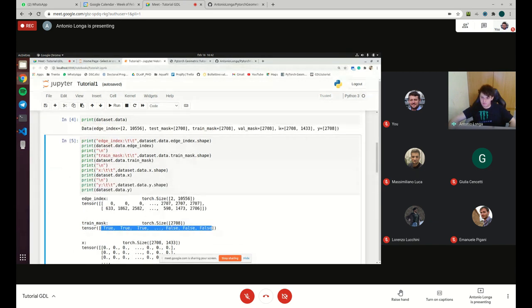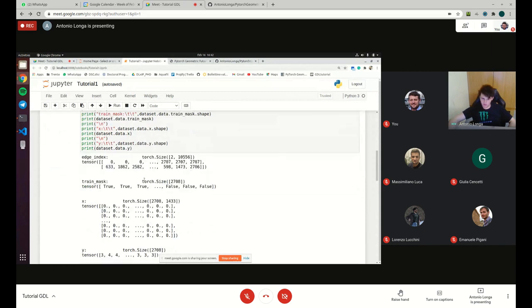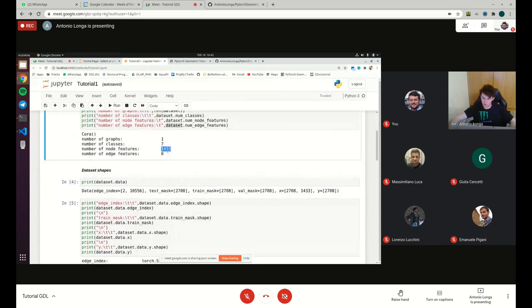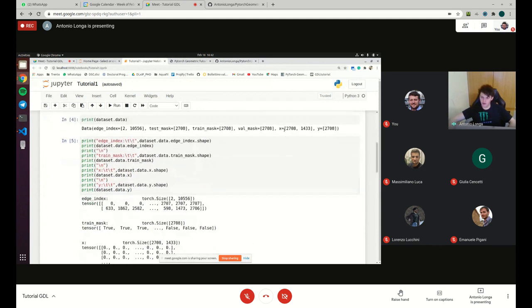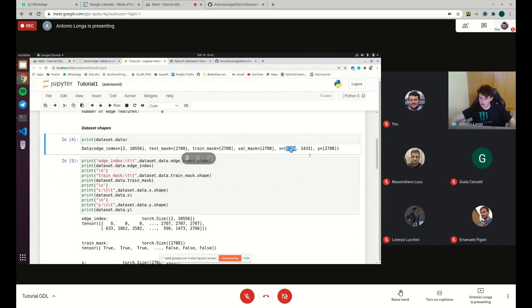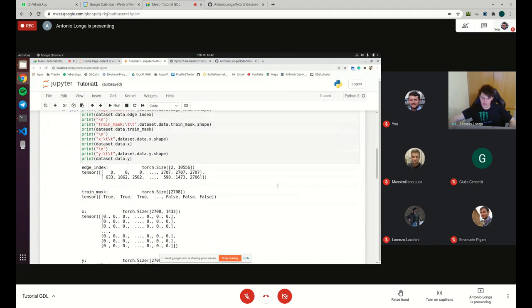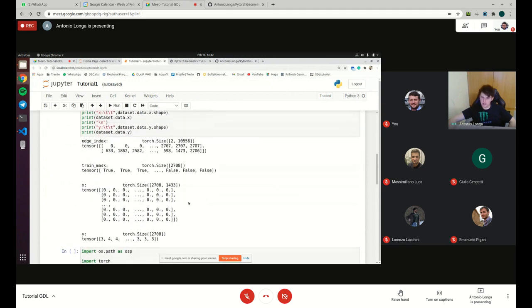We also have X. X is the node feature. As I said to you, it is quite huge. We have 1,433 features per node. In fact, the shape of X is the number of nodes multiplied by the number of node features. And here is just an example.